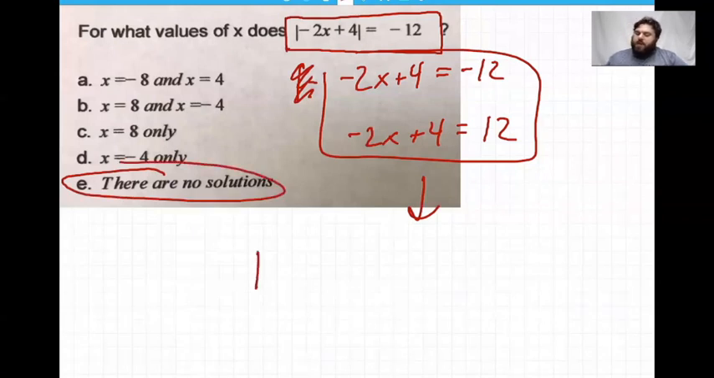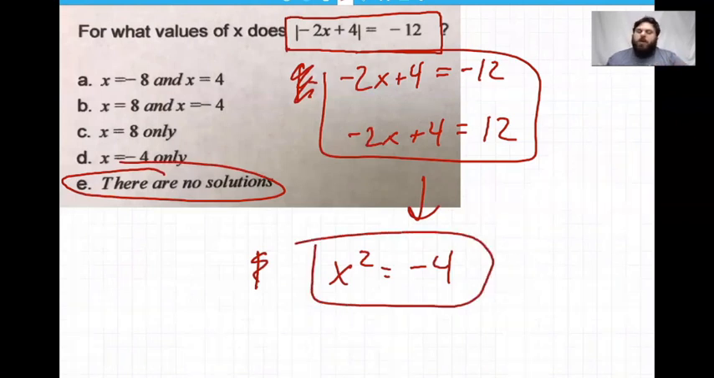Okay? The same thing would happen if I had x squared equals negative 4. Every time I square a number, it becomes positive. So there would be no solution here, unless, of course, you're talking about negative roots, which do exist if we're talking about imaginary numbers, but we'll get to that at a later time.